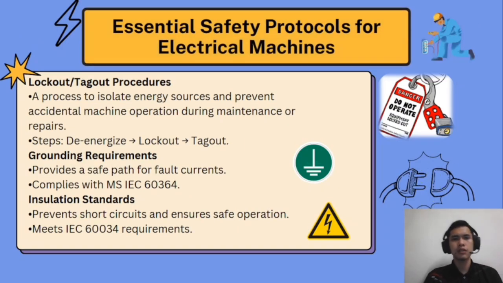Okay, next, essential safety protocol for electrical machine. First, lockout and tagout procedure. This procedure we can define as a process to isolate energy source and prevent accidental machine operation during maintenance or repair. So if the worker needs to do the maintenance, we need to do the process lockout and tagout. So we'll talk about the steps of the lockout and tagout.